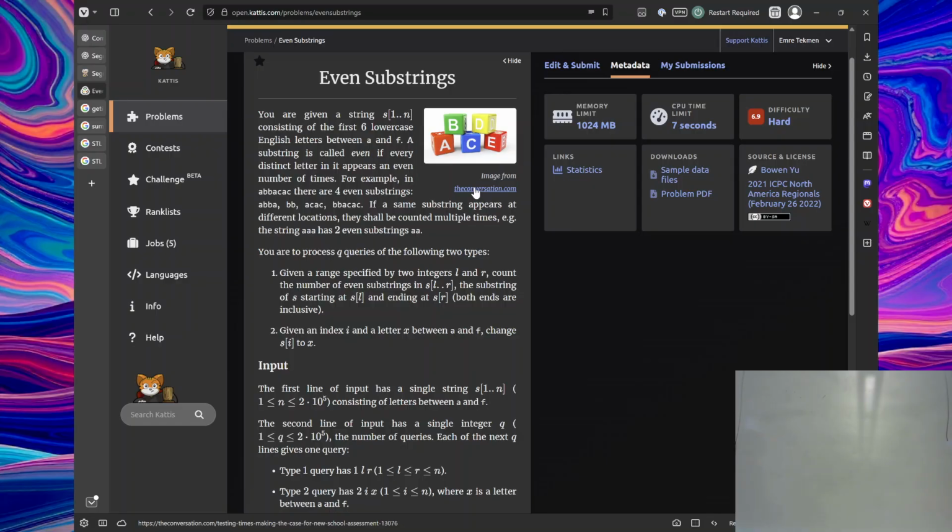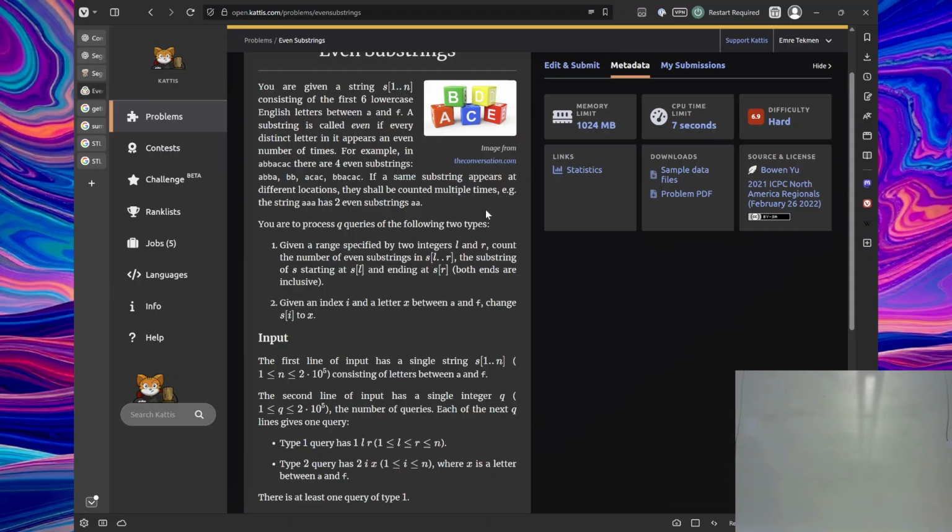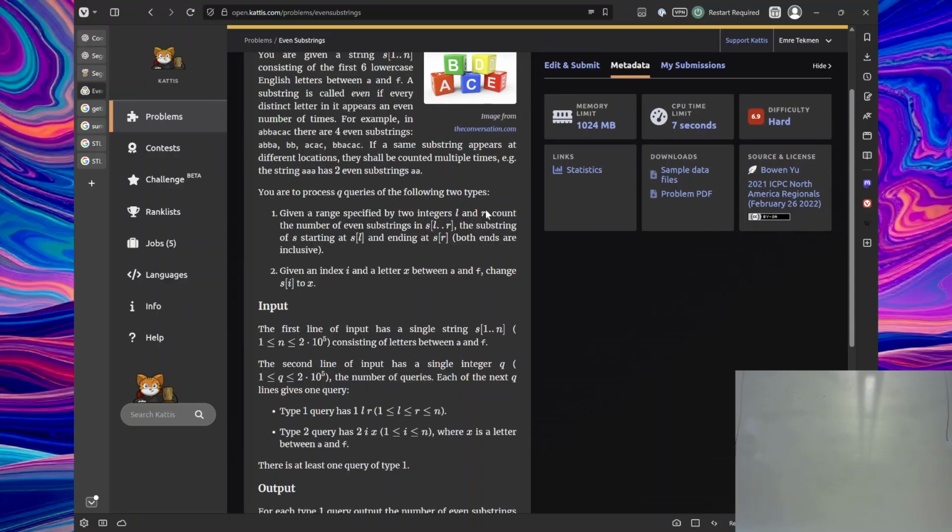So you're given a string, 1-indexed, 1 through n, consisting of the first 6 lowercase English letters, A through F. A substring is called even if every distinct letter in it appears an even number of times. Like A, B, B, A, that's going to be an even substring because all of the characters in it show up an even number of times. If the same substring appears at different locations, it should be counted multiple times. For example, AAA has 2 even substrings inside of it.